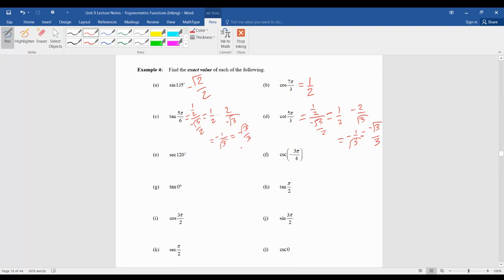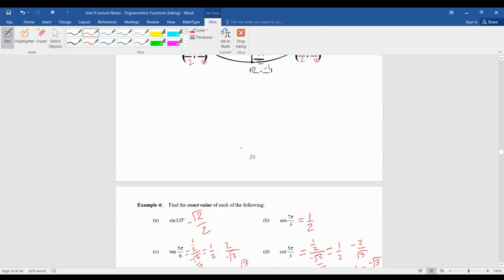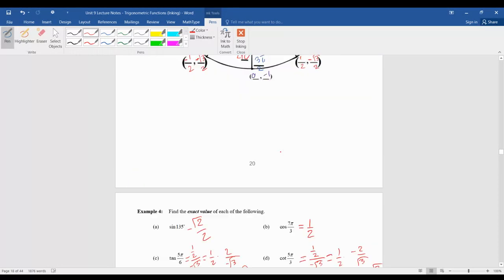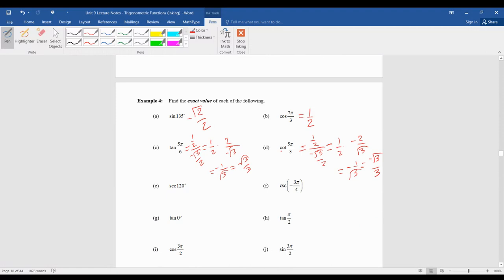Bit messy. Secant of 120. Secant is the reciprocal of cosine, so we need to find the cosine of 120. 120 is over here. Cosine will be the x coordinate. It's negative 1/2. The reciprocal of that will be negative 2 over 1, which is negative 2. So this simply would be negative 2.